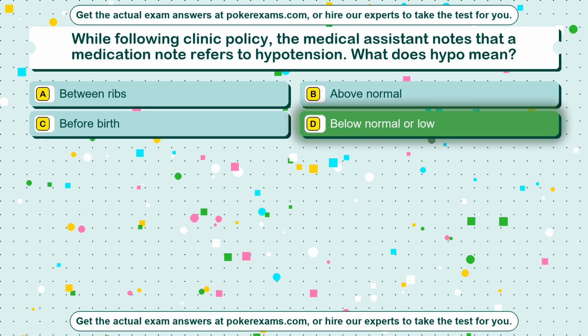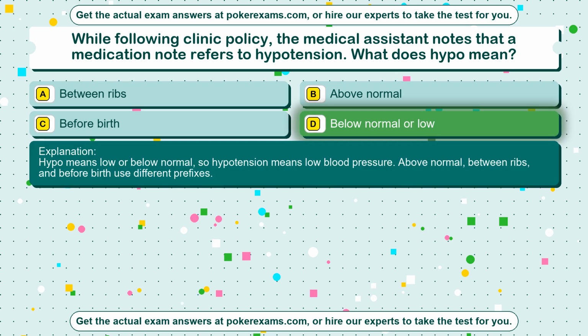The correct answer is option D, below normal or low. Hypo means low or below normal, so hypotension means low blood pressure. Above normal, between ribs, and before birth use different prefixes.